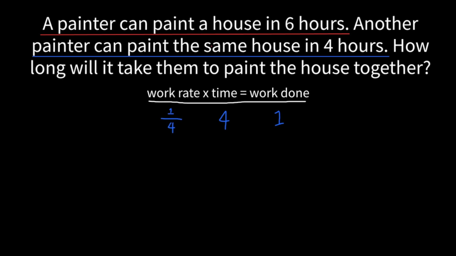Let's go over the red painter once again. He can paint the house in 6 hours. That's going to be 6 in time. Still 1 for work done. And his work rate is 1 over 6. Now we're not interested in any of this. Okay, we're only looking at the work rates here. So we're going to add up their work rates together. Now that they're working together, they're going to have a new work rate. And we don't know what that work rate is, but all we know is that it's going to be 1 over something.